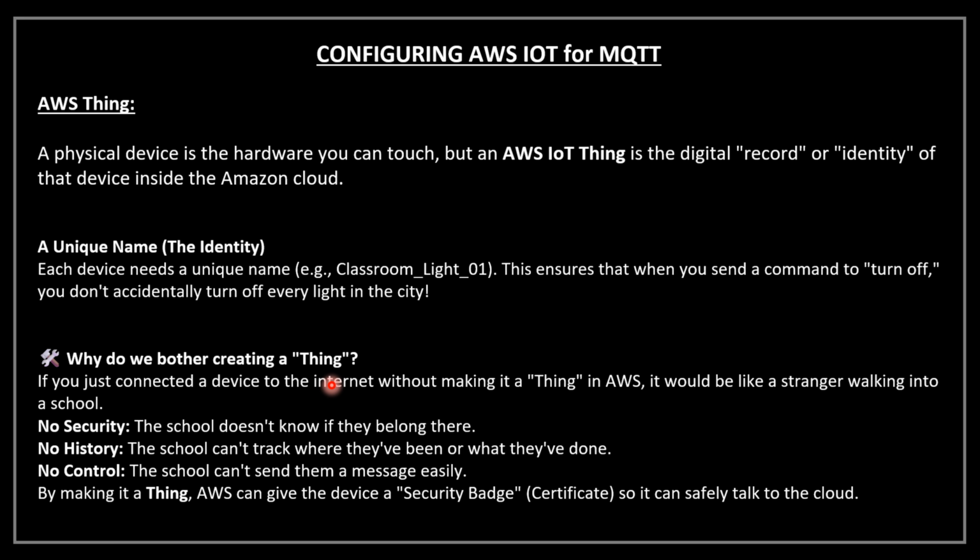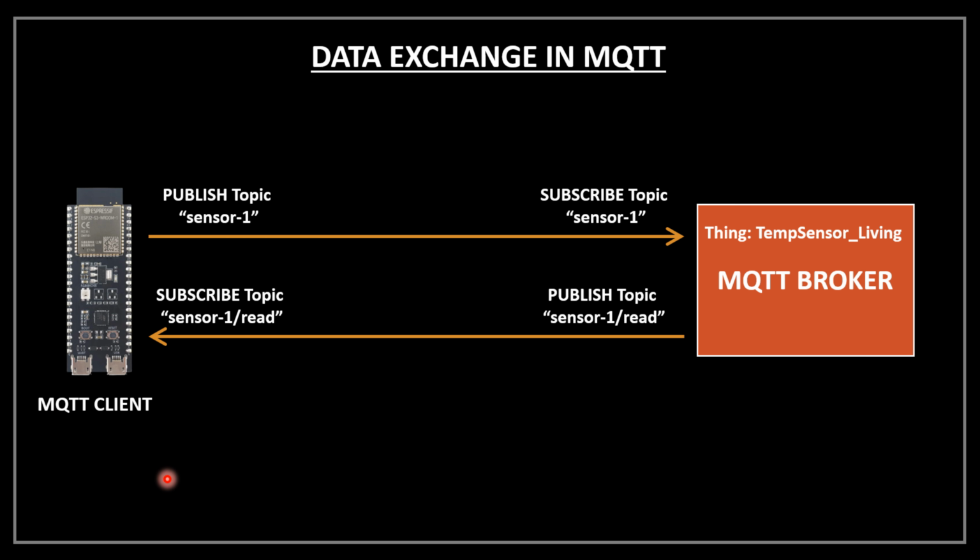Our last configuration for this AWS MQTT will be the AWS thing. A physical device is the hardware you can touch, but an AWS IoT thing is the digital record or identity of the device inside the AWS cloud. For example, say there is a student named Alex. The physical device in this case is the actual person, Alex, who is walking in the classroom. He is a physical device. And the AWS IoT thing here is Alex's digital record in the school's computer system. I hope you can relate to this example. So this is your physical device, and this is the digital representation of your physical device.